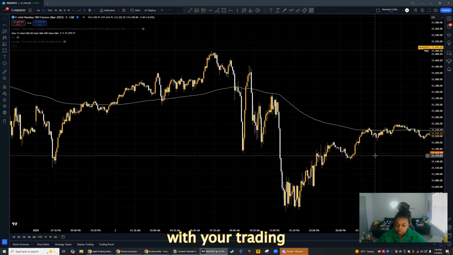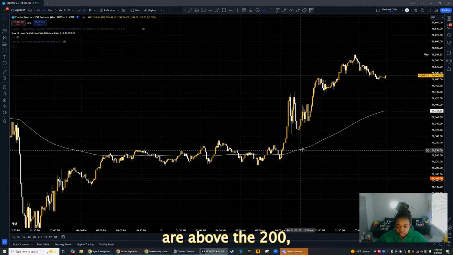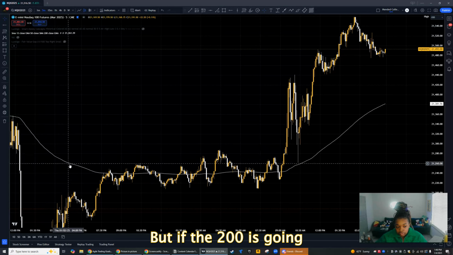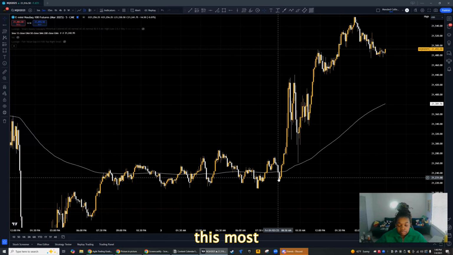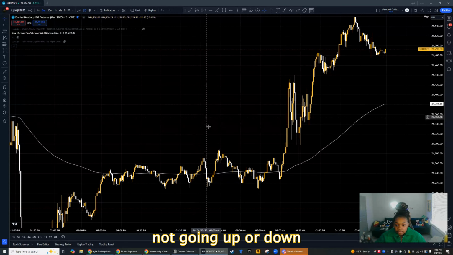Obviously, you need to factor that with your trading plan, your trading strategy. Do not rely only on indicators when you're trading. You should genuinely only rely on price action, but you can have different tools to help you be a better trader and identify when to buy and sell. Now, if candlesticks are above the 200, most likely price action wants to buy. But if the 200 is going through the candlesticks, that most likely means it's a consolidation, ranging type of day. Consolidation and ranging basically mean candlesticks are just going side by side, not going up or down.